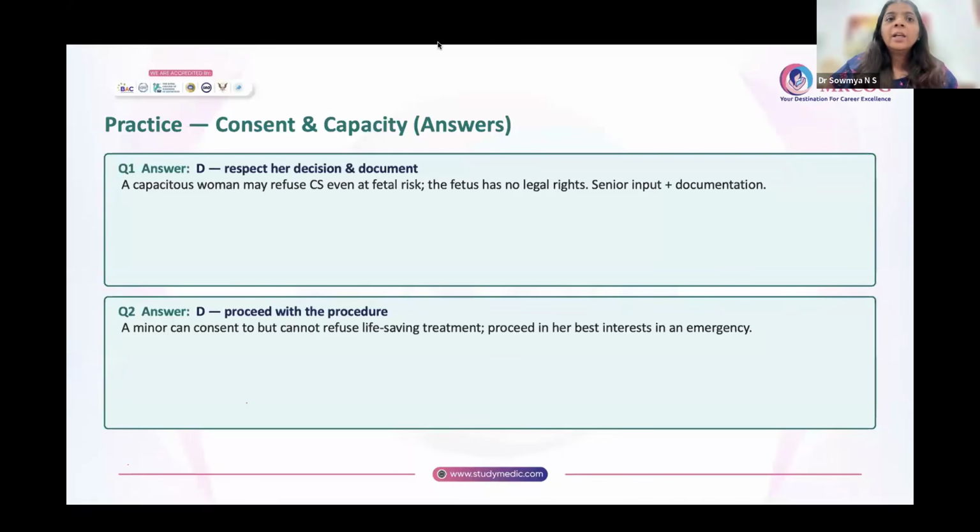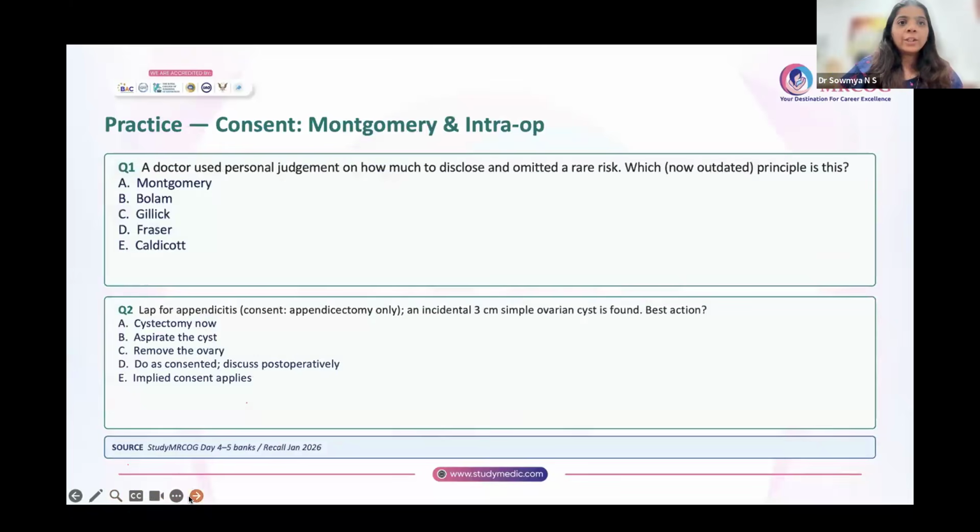Is that point clear? As for the patient, how do you take care of their best interest? So your ethics as well should be changed if it is required for the patient's well-being. Thank you guys. Okay, consent in Montgomery.